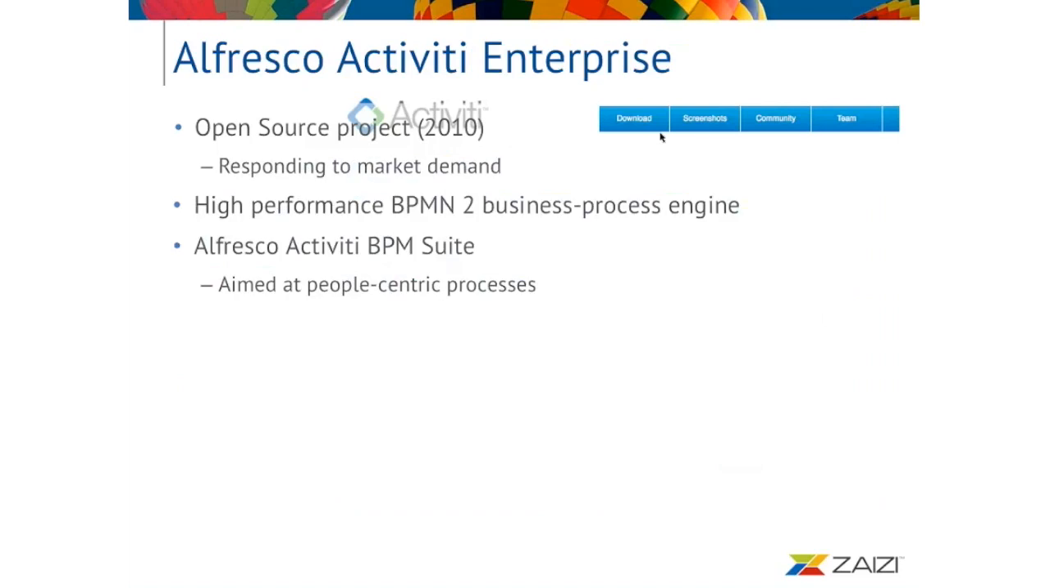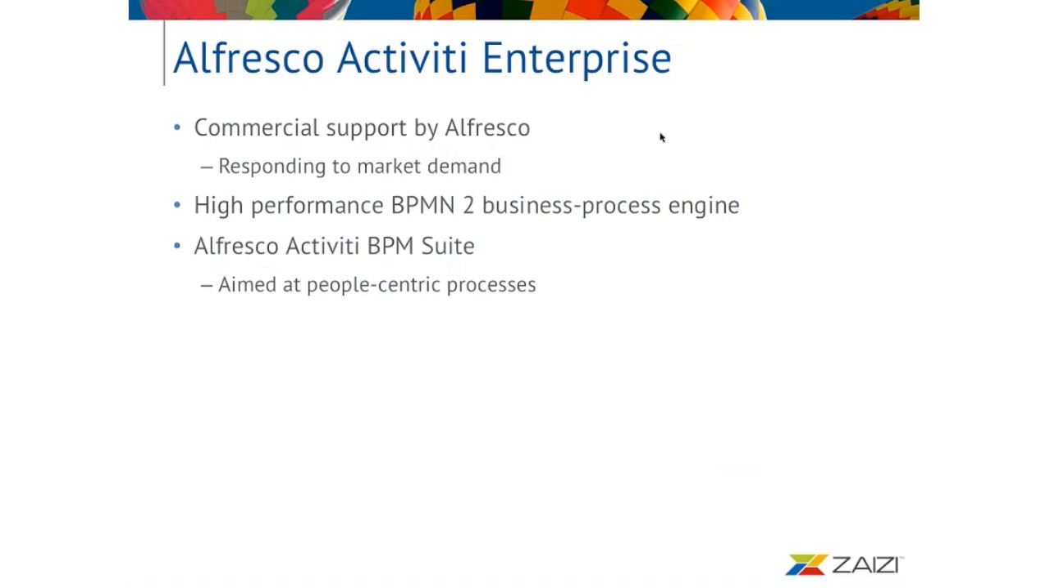More recently, Alfresco have taken that community product and they've created an enterprise edition to respond to market demand. They have created commercial support for Activiti. It's essentially the same BPMN 2.0 process engine, but what they've done is they've layered some additional user interface products over the top, and they've released a BPM suite that's aimed at people-centric processes, and that's one of the things that we're going to look at shortly.